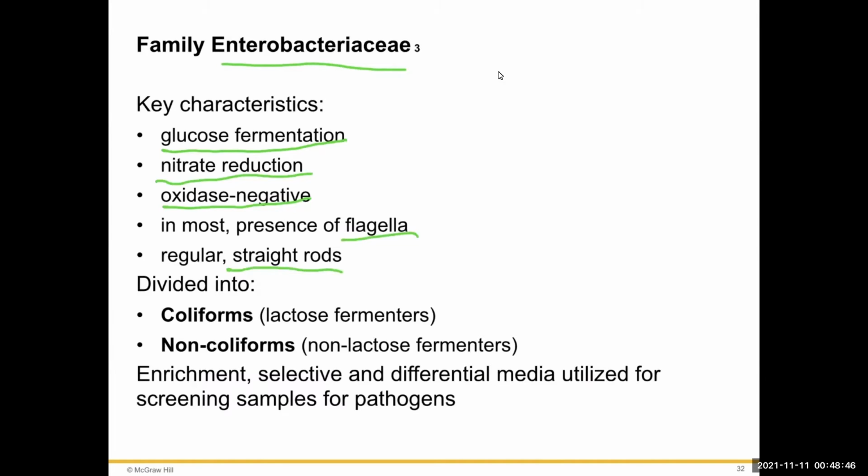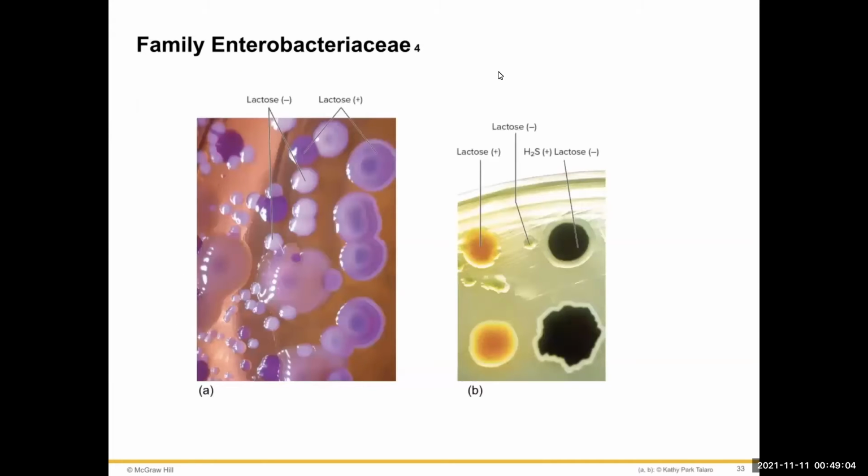There are two types: coliforms and non-coliforms. Coliforms ferment lactose. Non-coliforms do not ferment lactose, do not break it down. Enrichment, selective and differential media are utilized for screening samples for the pathogens. So we can use different media to see which of the pathogens you have. Okay, this is lactose negative. This is lactose positive with the rings. Again, lactose negative, lactose positive with the rings around it.